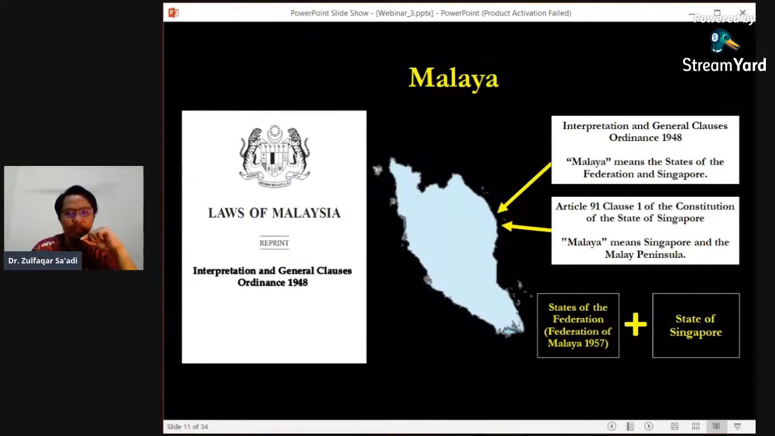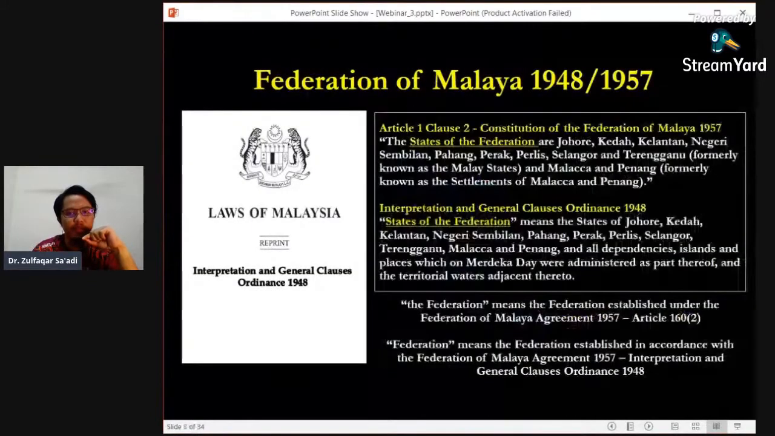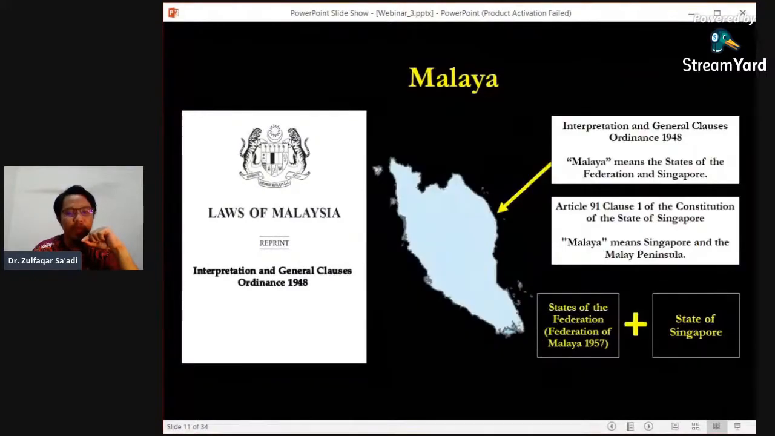So Malaya is the states of the Federation and Singapore. So what is the state of the Federation just now? I already explained what the state of the Federation is. The state of the Federation is the Federation of Malaya, and Malaya means the state of the Federation and Singapore. So the state of the Federation is the Federation of Malaya plus Singapore. So that is what we call Malaya. Why was the term Malaya coined in the Interpretation and General Clause Ordinance 1948 and in the Constitution of Singapore? Okay, before we answer that question, we look at this one.